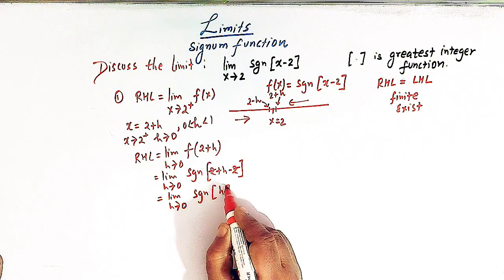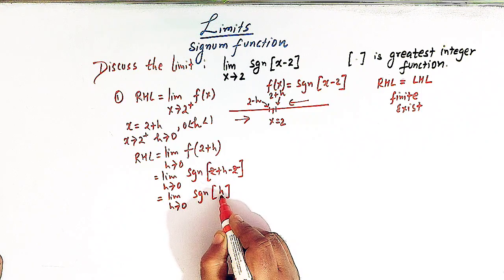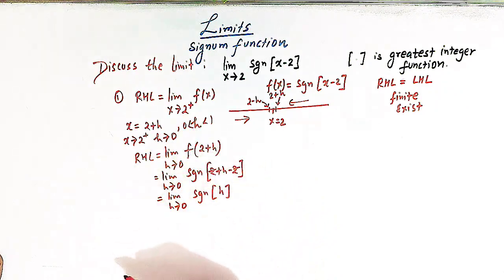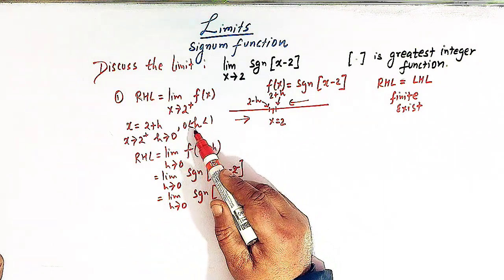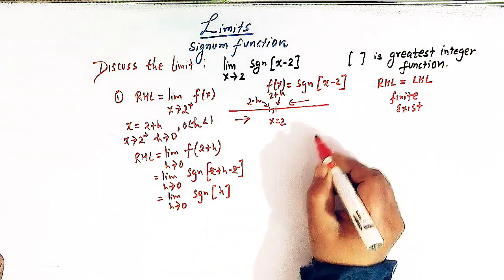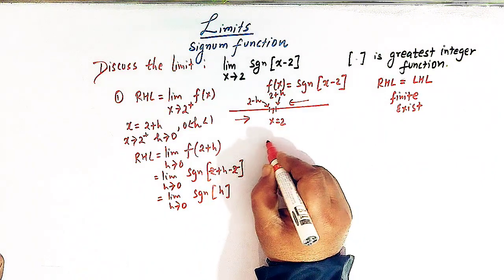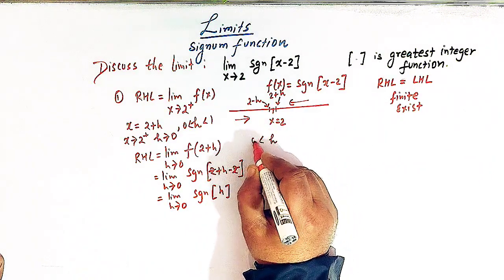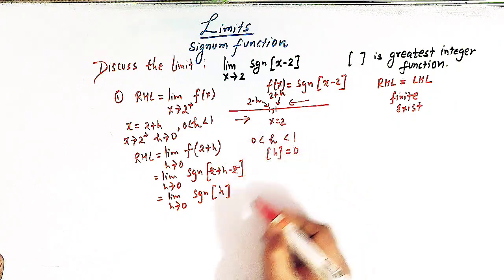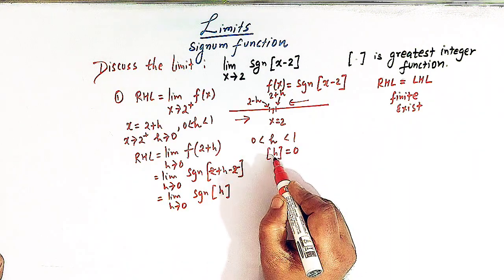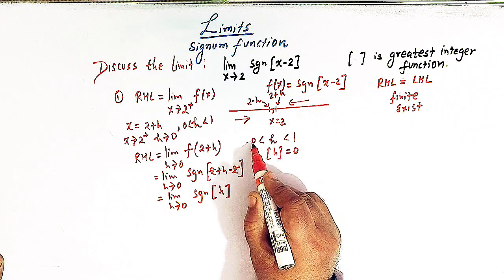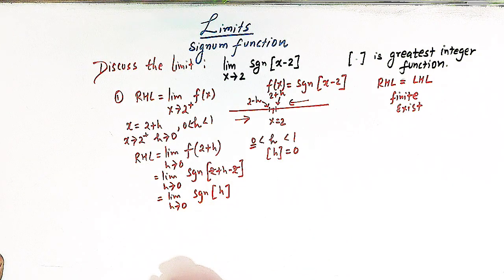So now we have to find the value of greatest integer of h, and we have already said that this quantity h is infinitesimally very small, but it is positive and it lies between 0 and 1, right? So from the definition of the greatest integer function, we can see that when h lies between 0 and 1, then the greatest integer of h should be equal to 0, right? Because the greatest integer of h that is less than or equal to h is this number, that is 0, right?